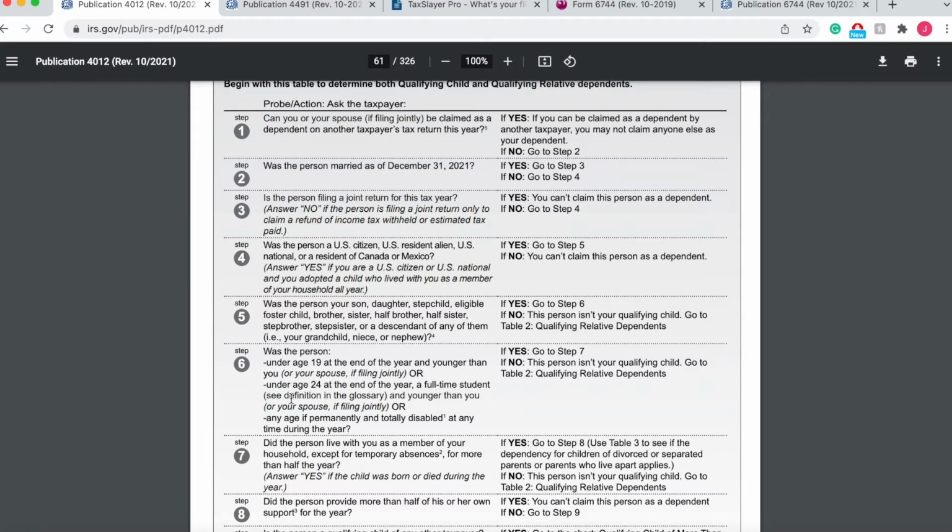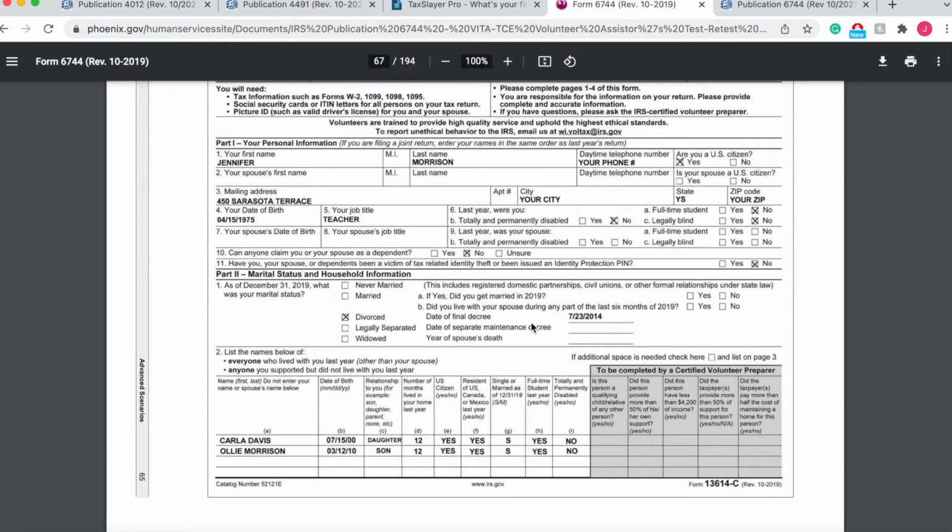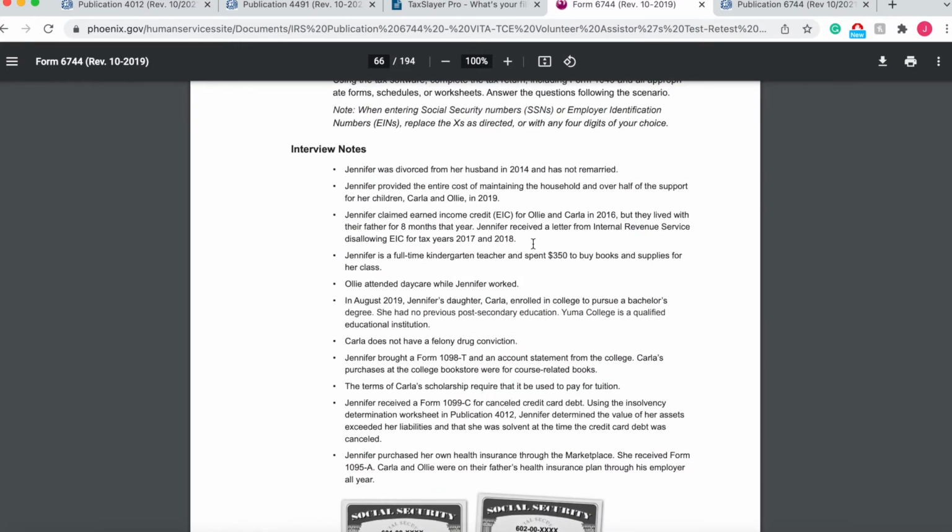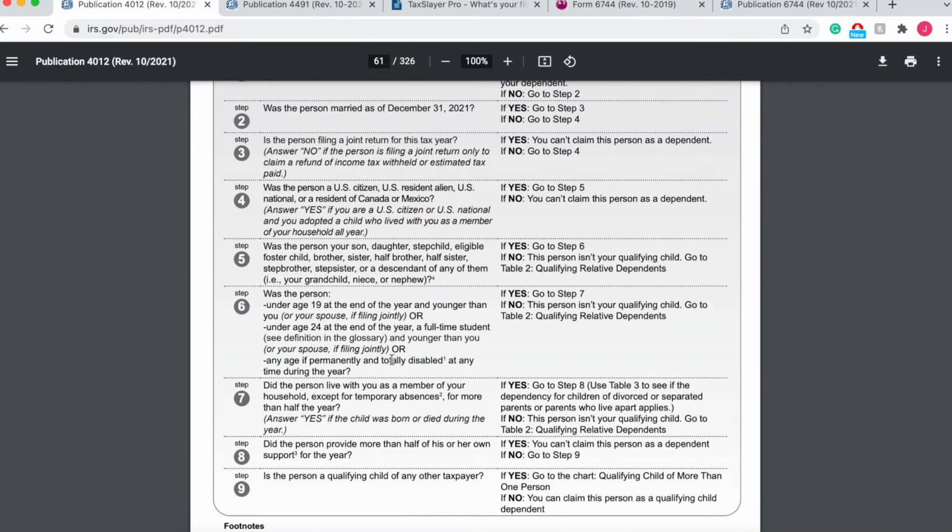But here's the second part of it, where we're determining whether or not they can be a qualifying child. They are under the age of 24 at the end of the year, a full-time student, and younger than you or your spouse. If we go back here and look at Carla, it notes that Carla is enrolled in college, so Carla is in fact a student, and would meet the second standard for step 6. Since it was yes for both of them, we're going to go to step 7. It says, did the person live with you as a member of your household, except for temporary absences, for more than half the year?